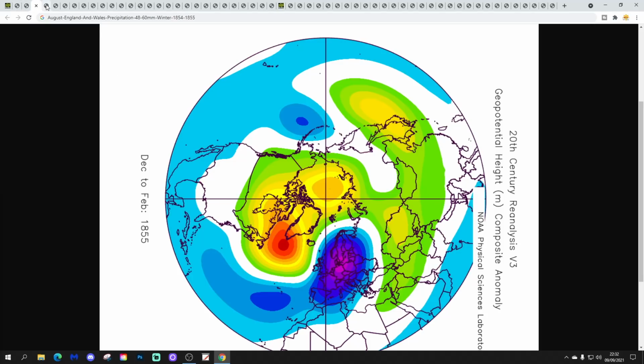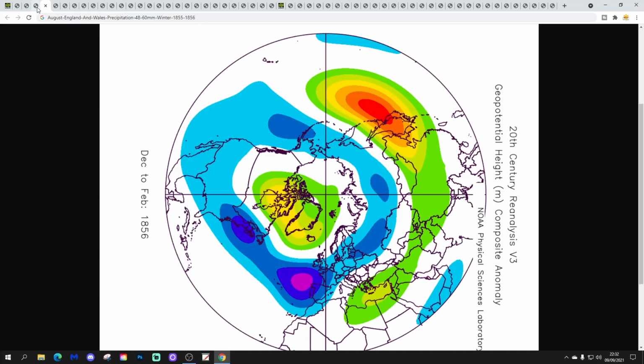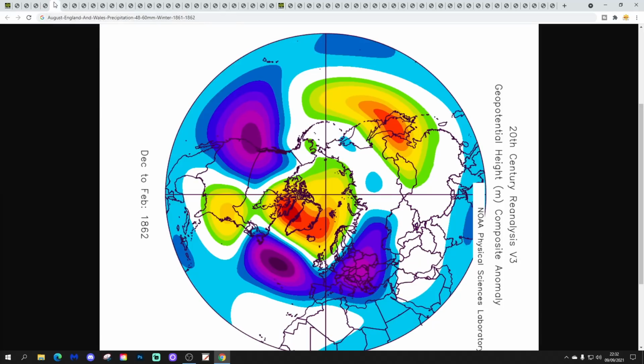Looks like that's a very cold winter for 1854-1855. Then we've got 1855-1856. It showed up earlier. It's back with above average heights around Greenland and Iceland, below average heights to our south and east. Again, it looks like that's a pretty cold winter as well, doesn't it? With winds in from the east.